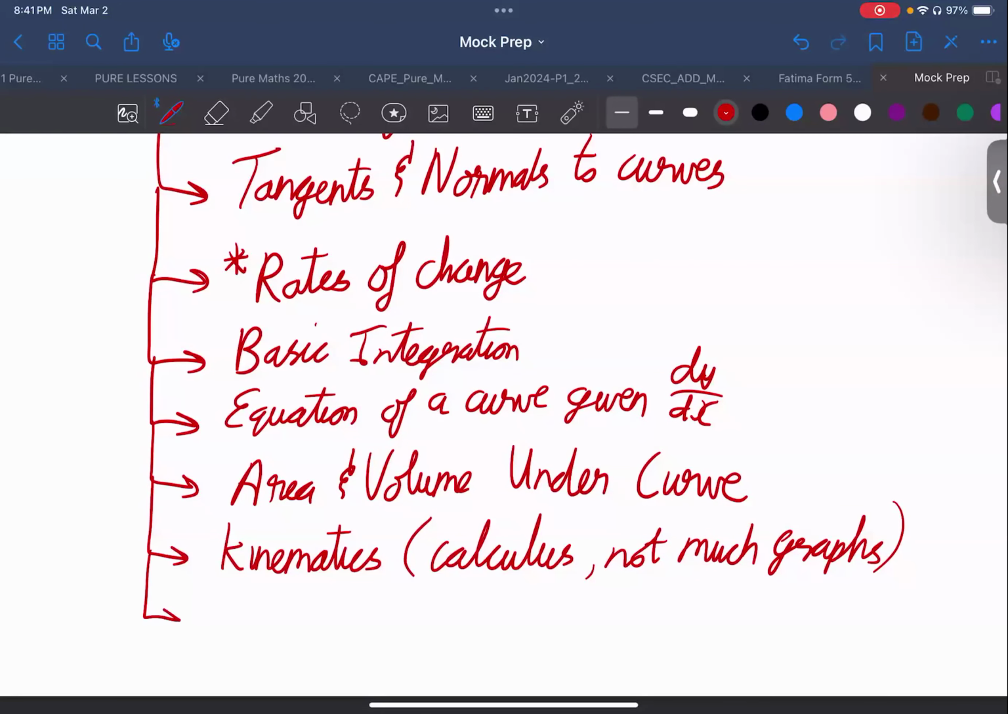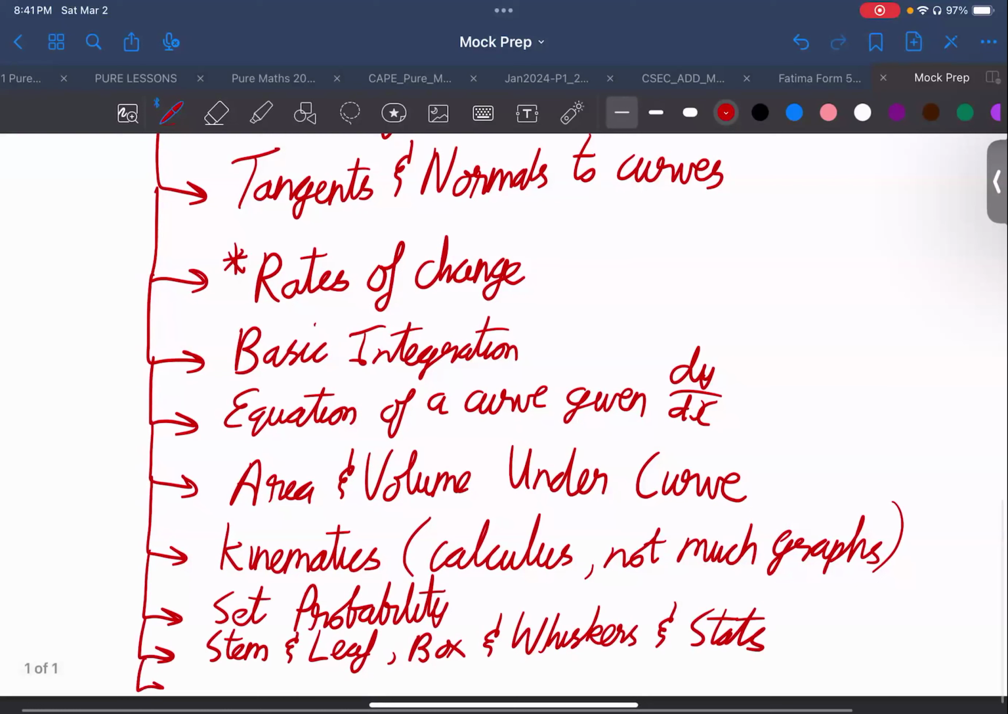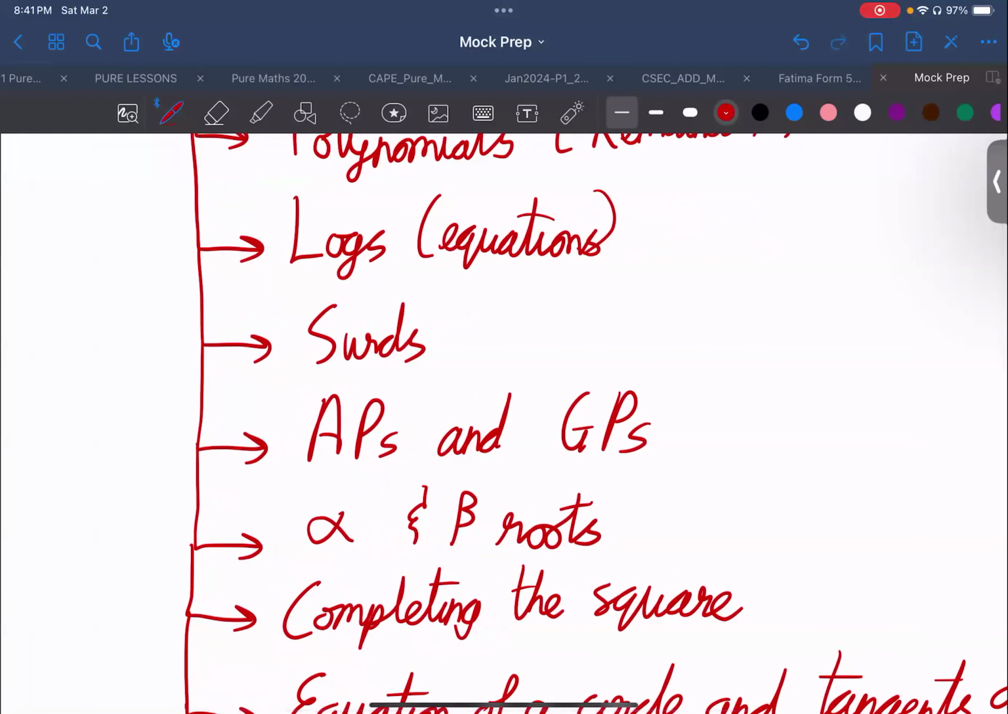Then we have set probability. We have stem and leaf, box and whiskers, and stats. And then the last thing we'll have is a tree diagram. That's the test, right? Let me just go through and make sure that's all the topics here because I'm watching the paper now. Okay, that's all we have.